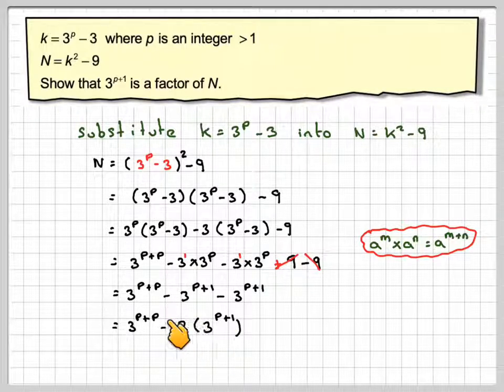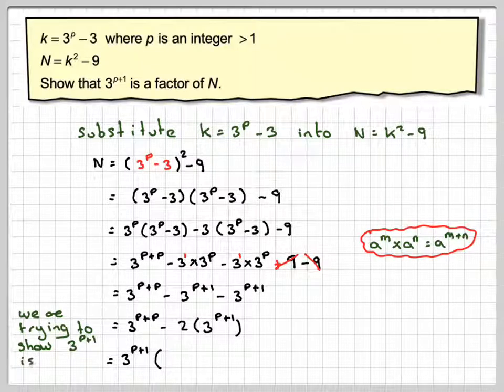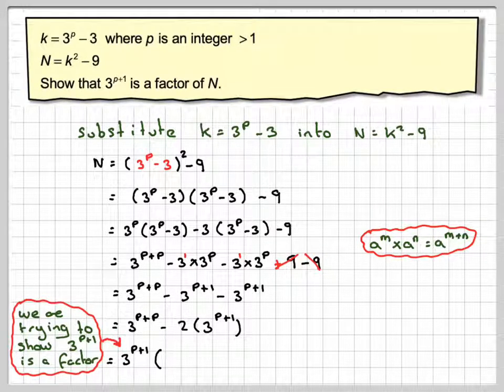And then we're going to get rather stuck. What do we actually do? Well, if we factorize out a 3 to the p plus 1, the reason for doing that is it says show that 3 to the p plus 1 is a factor. We are trying to show that 3 to the p plus 1 is a factor. What does that leave us here? Well, we're going to have 3 to the p, but because we've taken a plus 1 out, we need to take 1 here.